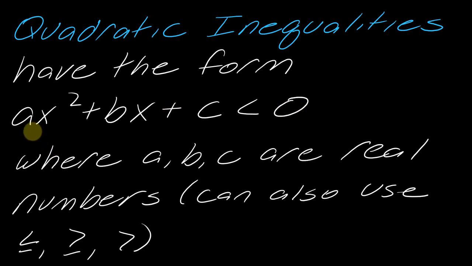So it could have a form like this: ax squared plus bx plus c is less than 0. A, b, and c are real numbers. It doesn't have to be the less than symbol. You can also have less than or equal to, greater than or equal to, or greater than. And this form is pretty useful to remember, in that you usually want everything on one side when you're trying to solve a quadratic inequality.